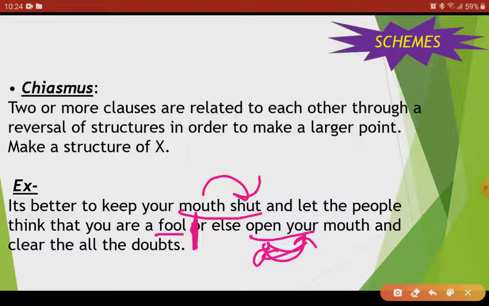And clear all the doubts; here the doubts are getting cleared, and once someone has no doubt, that person will not be a fool. So that person will not be a fool.